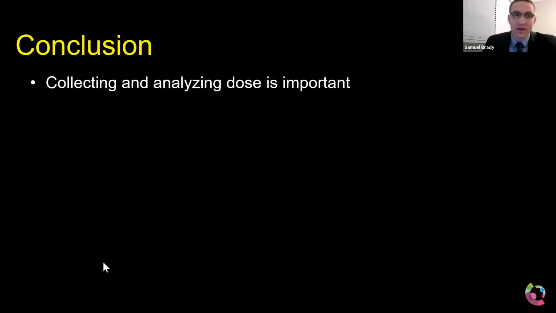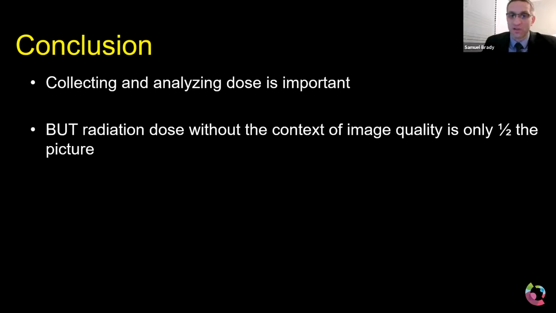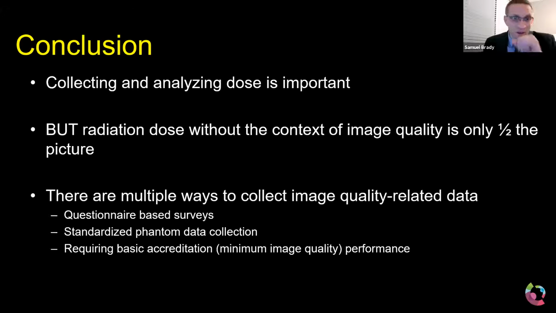So, in conclusion, collecting and analyzing doses is very important. But what's also important is that when we ask the question of how much dose, that's only half the answer. The other half is: is the image quality sufficient for our radiologists to perform the tasks they need to? So we really need to be looking at both image quality and radiation dose. So there are multiple ways for us to collect this image quality data. We went over simple questionnaires. We went over the use of phantoms or an imaging standard. And we talked about the idea of using an accrediting body to make that judgment.